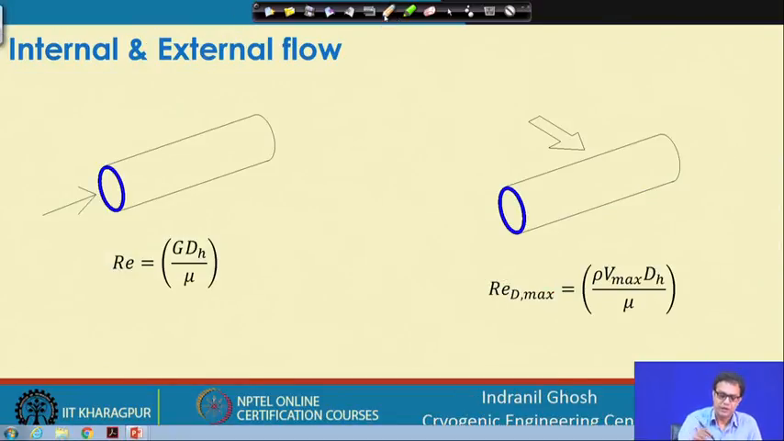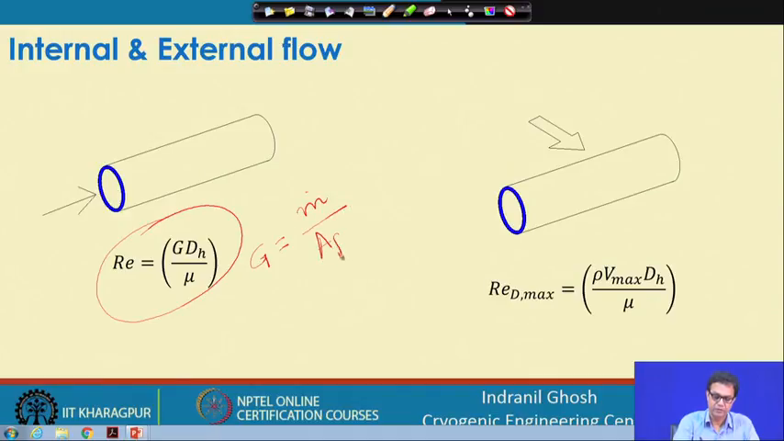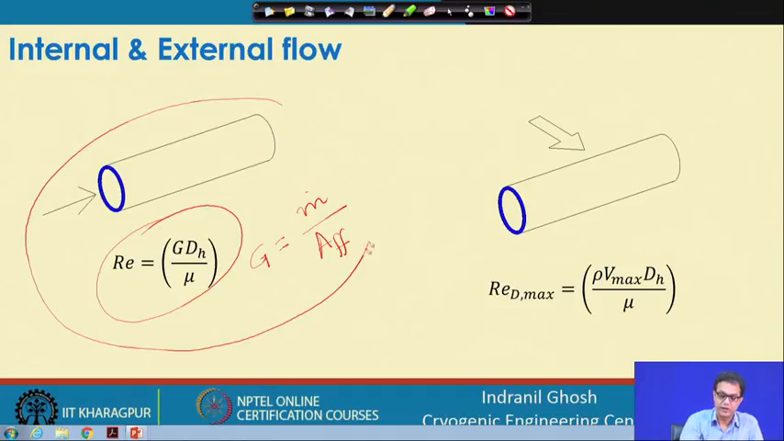If you remember, in case of internal flow, we have defined the Reynolds number by G d_h by mu, where d_h is the hydraulic diameter and G was the mass velocity given by the mass flow rate per unit free flow area, and that is how the Reynolds number was defined for the flow taking place inside the tube, or we call it internal flow.